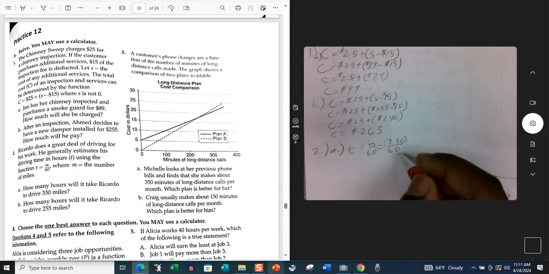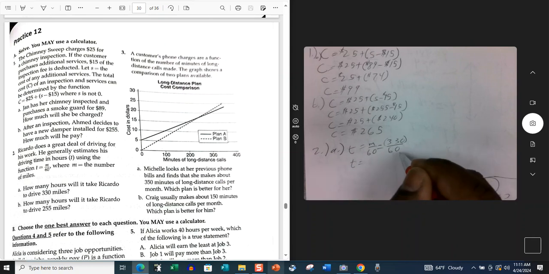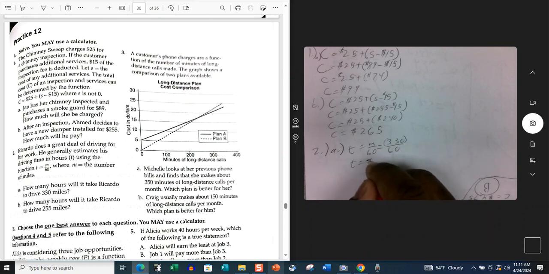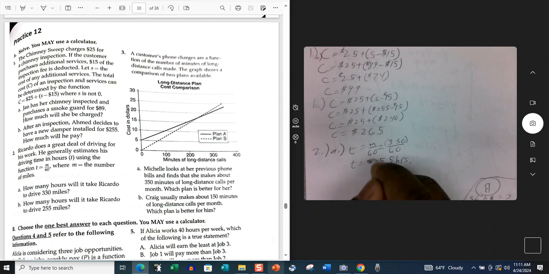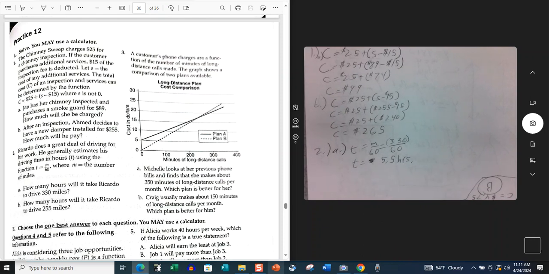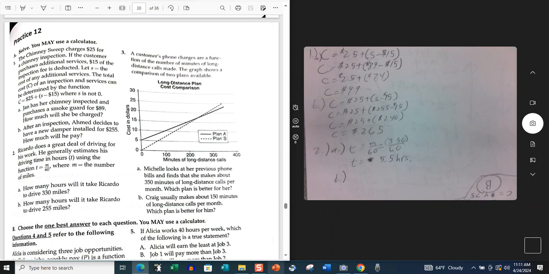Now they ask us how many hours that would take. If we divide this out, t would give us 11 over 2. So that'll give us 5.5 hours. That's how long it would take, 5.5 hours. If you put that in your calculator, it would give you 5.5 hours. So that's A.